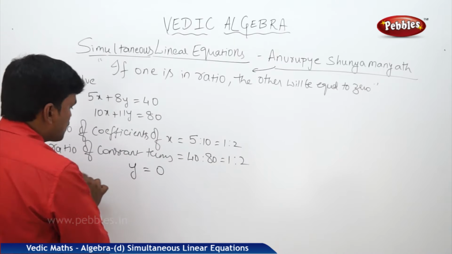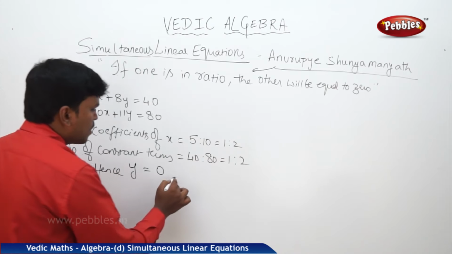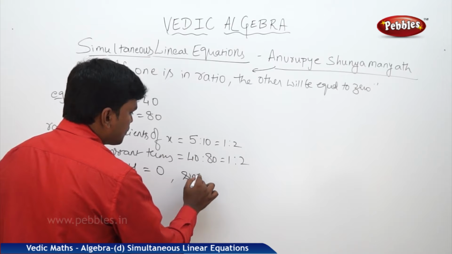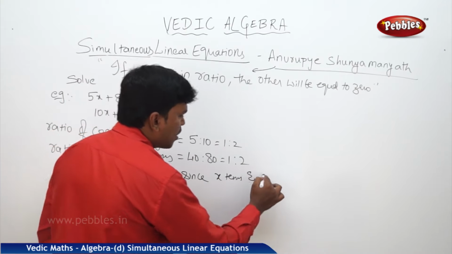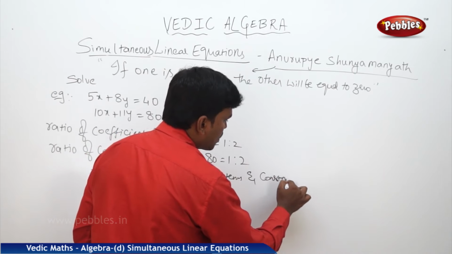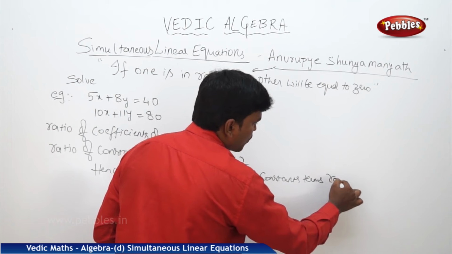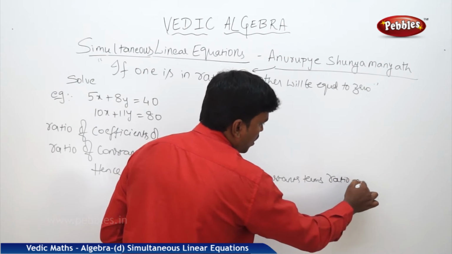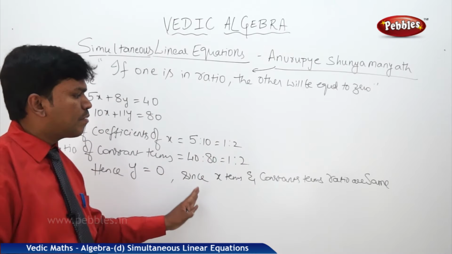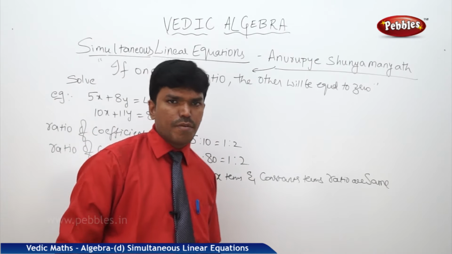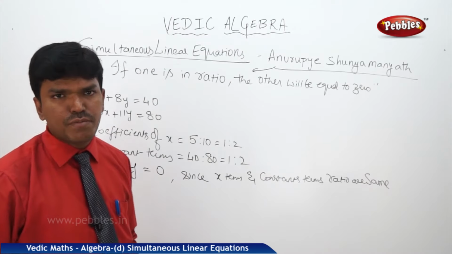Y will become 0, since the ratios of the x terms and the constant terms are the same. Since the x terms and constant terms ratios are the same, we can declare that the y value is 0. The other value obviously will become 0.